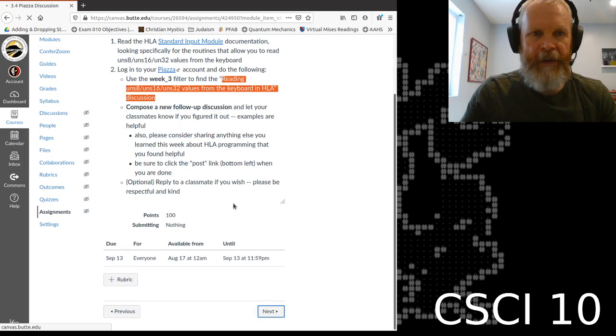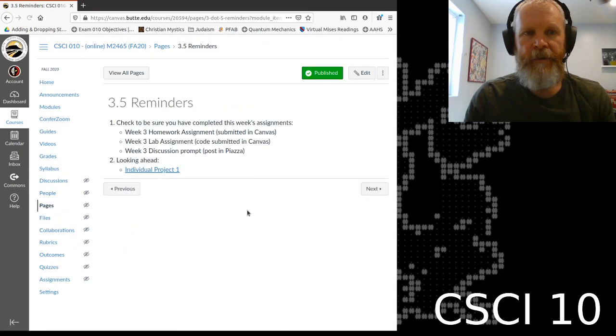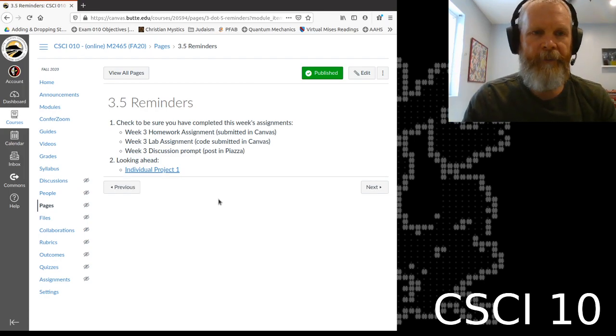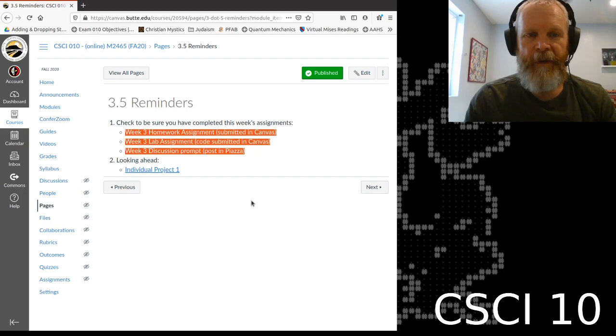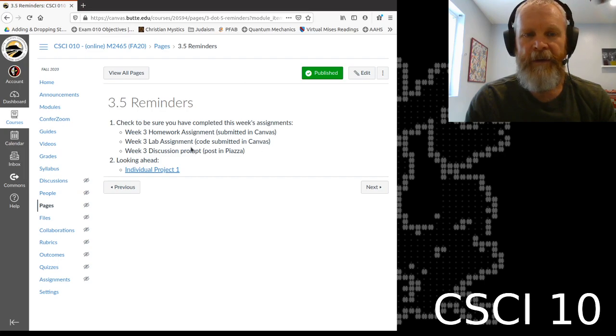And then the last page is the reminders. So I have the same setup every week. The reminders is just to gut check yourself before you call it the end of your week for this class, that you submitted the homework if you're going to do that, you submitted the lab if you're going to do that, you posted in Piazza to join in the discussion, and then the things that are in your future.